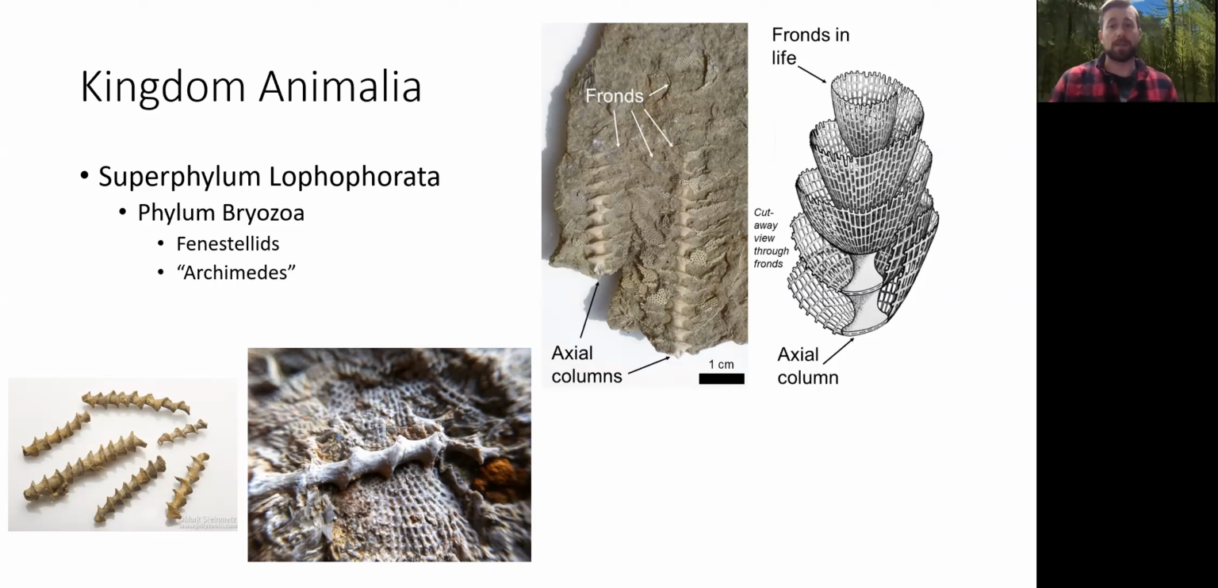Turns out these are all part of the same colony of bryozoan. The screw axis was the center, and these lacy nets would wrap around and stick out like fronds, as you can see in the reconstruction. Now, what's the function of this?